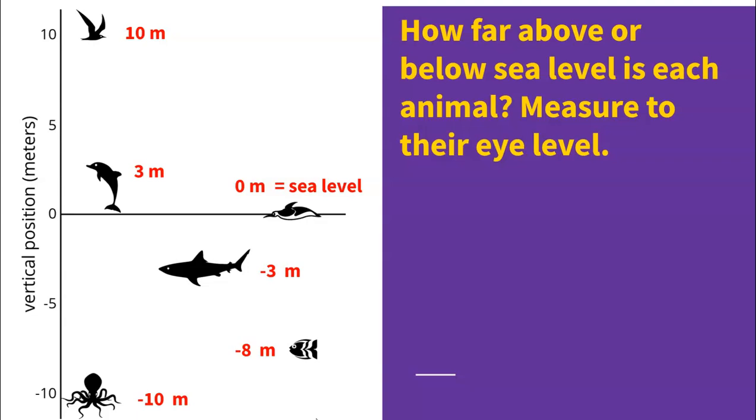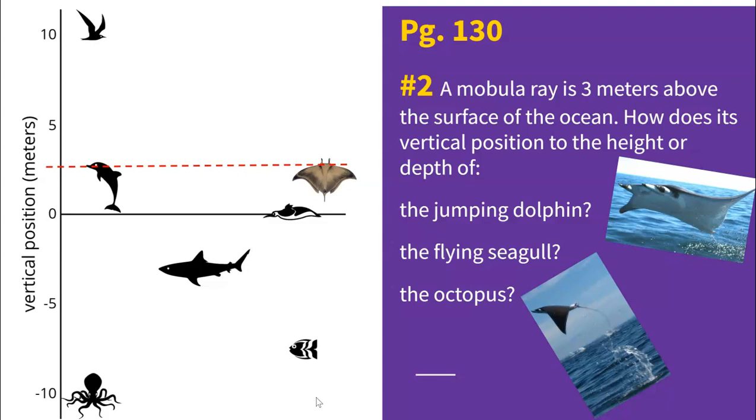So now that we have the elevation for all the animals on our picture, we can start answering the questions about other animals that we include. Number 2, a mobula ray is 3 meters above the surface of the ocean.